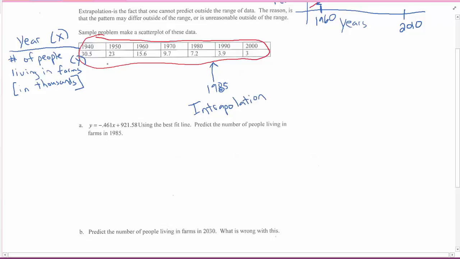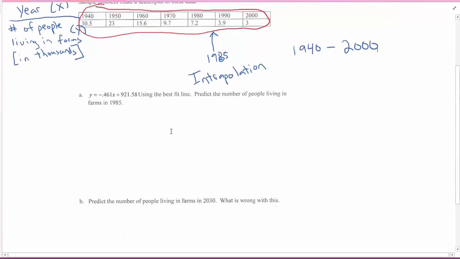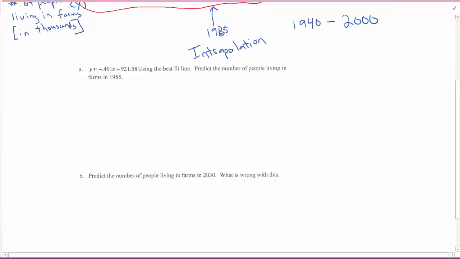So interpolation is where we're using our line of best fit to estimate in the range that we have data for. So in between the years 1940 to 2000 is interpolation, and if you try to use the line of best fit to estimate before 1940 or after 2000, then that would be called extrapolation. So part A is an example with interpolation.